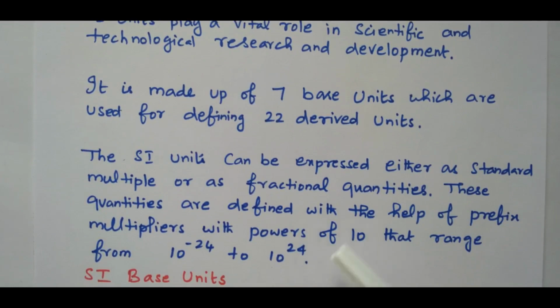This SI unit can be expressed as either standard multiple or fractional quantities. These quantities are defined with the help of prefix multipliers with powers of 10, ranging from 10 to the power minus 24 to 10 to the power plus 24. So these SI units are represented as standard multiple or fractional quantities. That is, powers of 10 on both sides, negative as well as positive, 10 to the power minus 24 to 10 to the power plus 24.